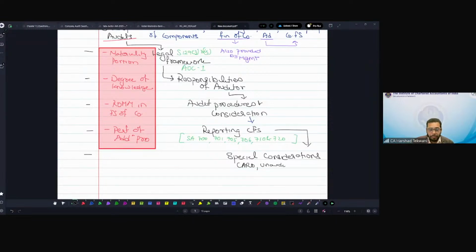unaudited, your components, IFC, 143(3), okay, and other things that are there. When the component auditor is different, like harmonization. Any doubt? Any doubt with respect to these points?